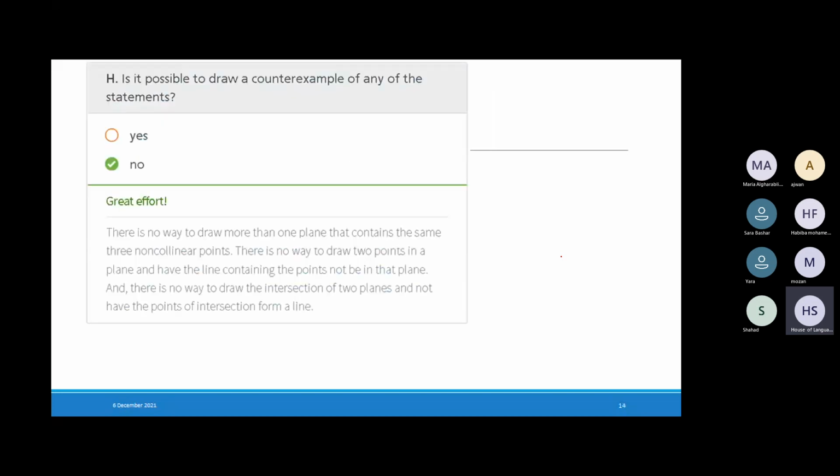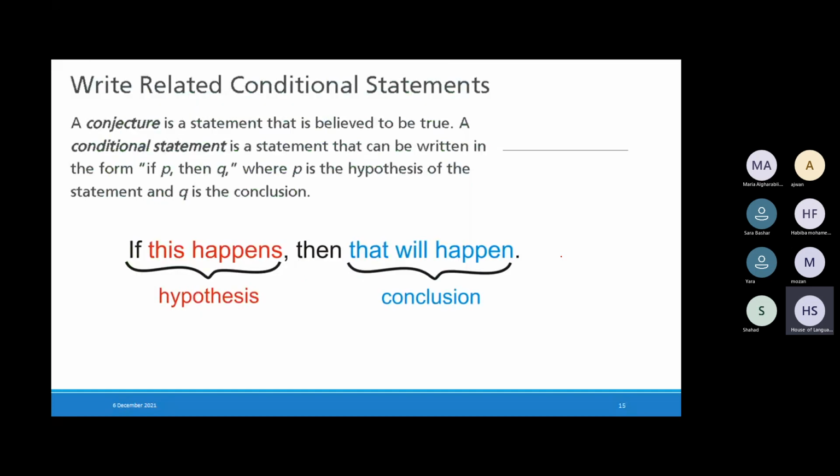Now, is it possible to draw a counterexample of any of these statements? No. Now, let's talk about how to write the related conditional statements. But before that, let's remember the conditional statements. As I told you, a conditional statement must have two words: if and then. If this happens, then that will happen.